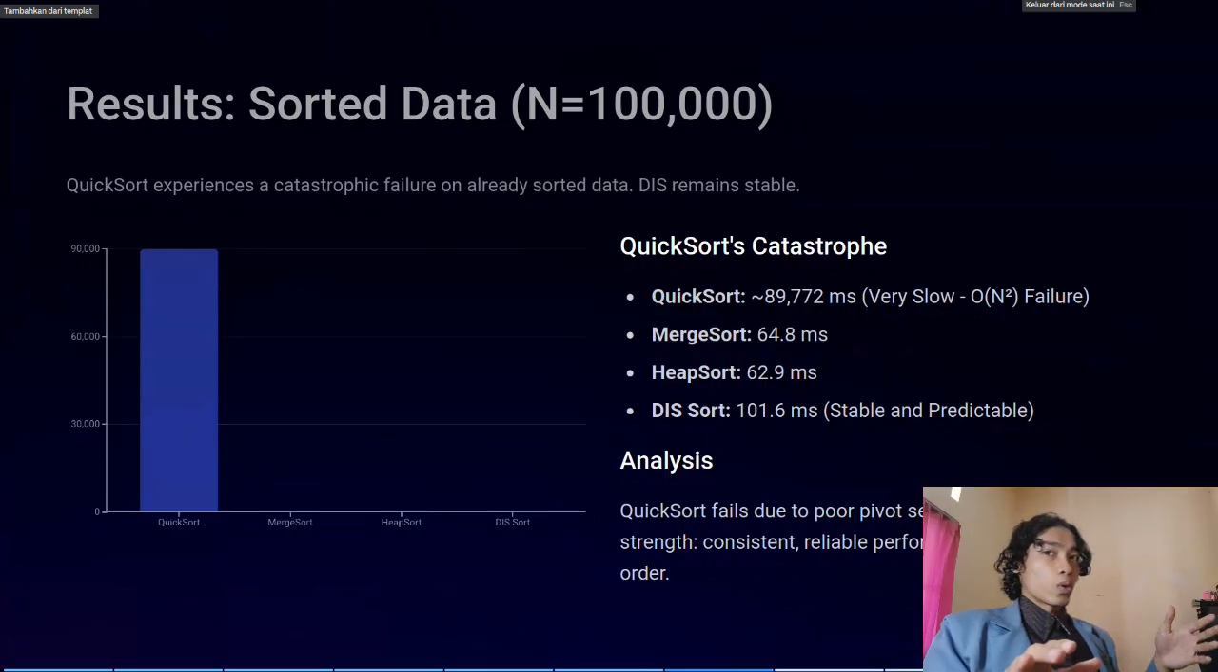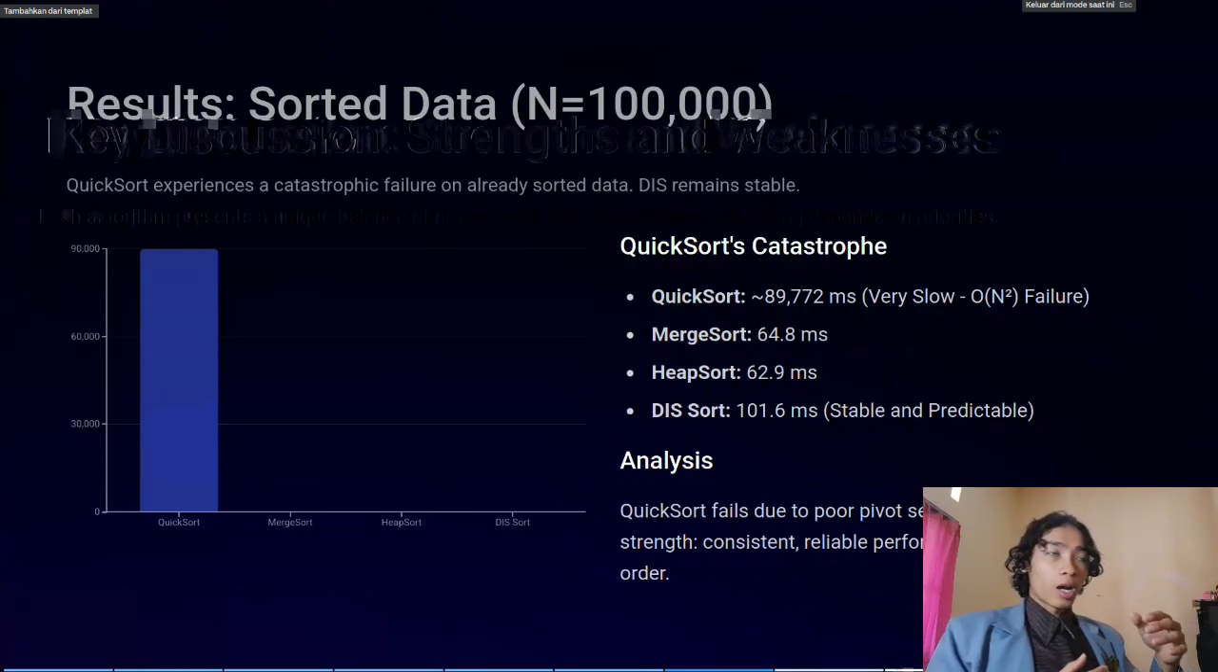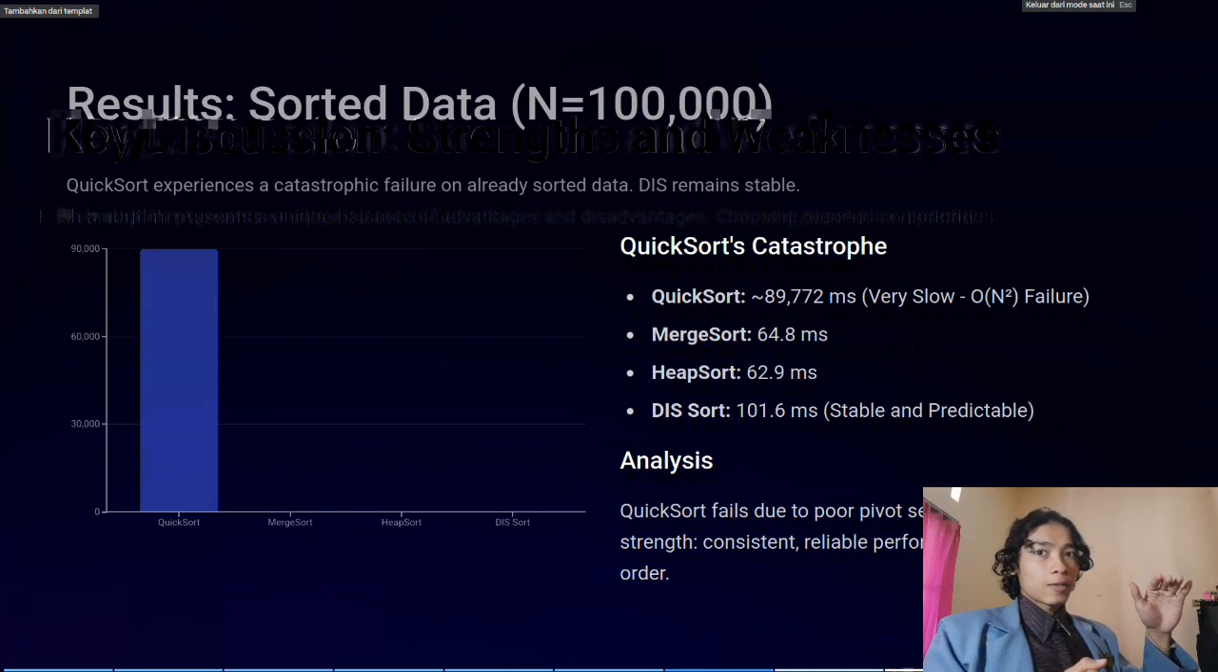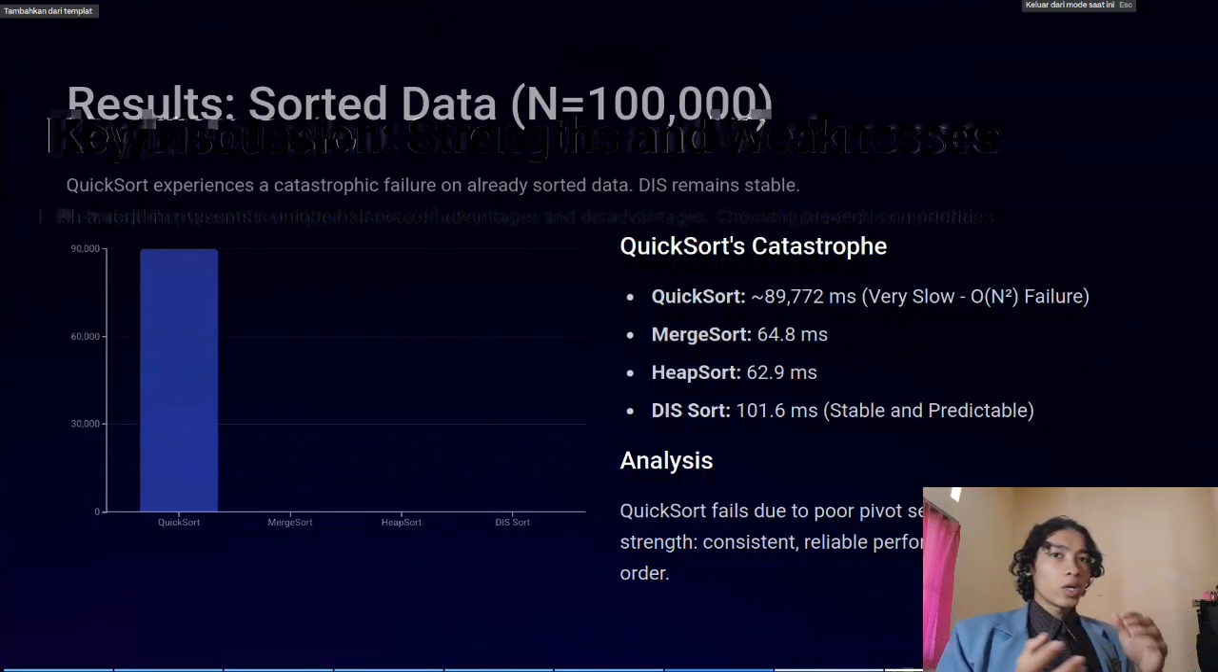So, what can we conclude from all this data? There is a clear trade-off. Dijkstra Inspired Sort, DIS, offers absolute reliability. Its performance is guaranteed O(n log n), and it's very easy to implement. However, its weakness is that it's slower in the average case and requires O(n) memory.